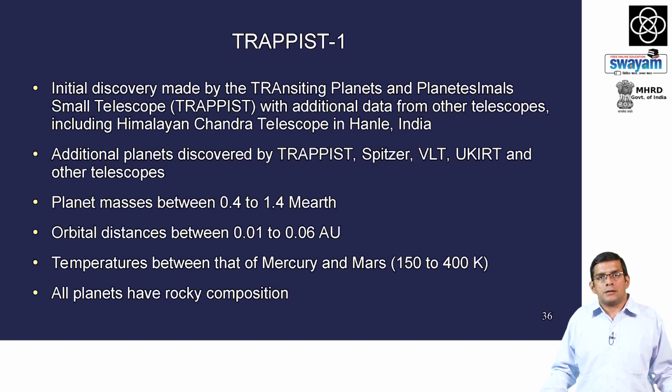The planet masses are between 0.4 to 1.4 times the mass of the Earth. The orbital distances are from 0.01 to 0.06 astronomical units. So, the temperatures at the planets are estimated to be between that of Mercury and Mars, that is between 150 to 400 kelvins, and all the planets have rocky composition. So, these are very good candidates for harboring life. Of course, we do not know yet whether they have suitable atmospheres and whether there is indeed life on these planets.